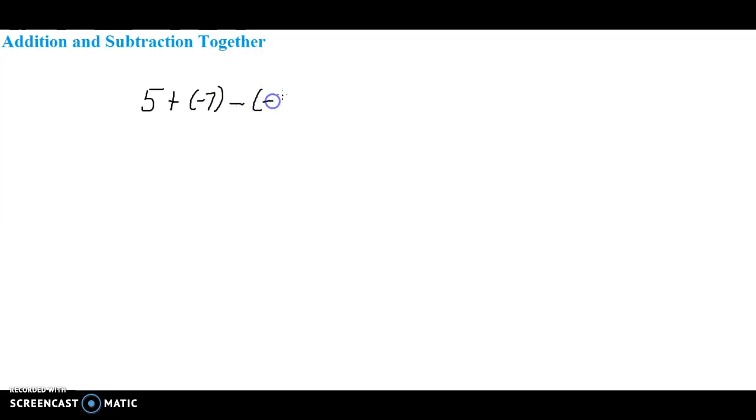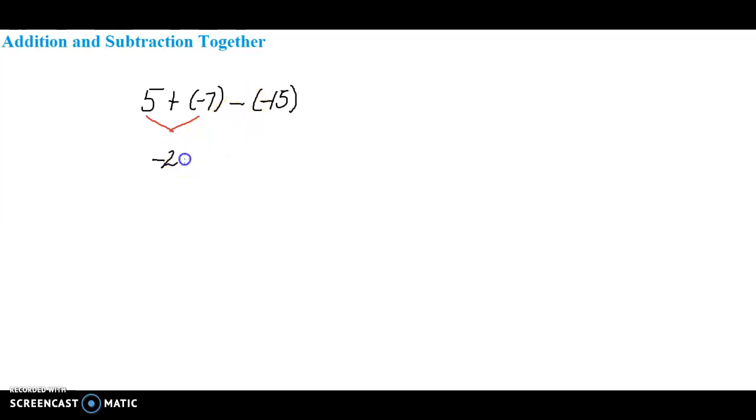minus a negative 15. Okay. So what we're going to do is get them in groups of 2s here. We're going to do the first 2. And the first 2 ask me to do the addition rule. So I'll be looking at a 5 plus a negative 7, which gives us a negative 2.